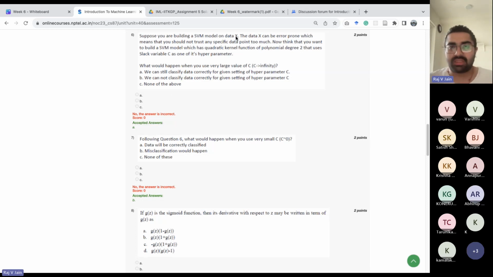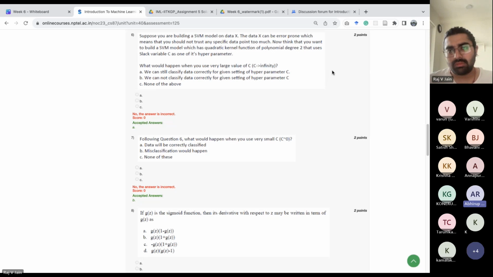I have two points to make here. One is that on data X, we're just talking about one data set, and on that you want to build your SVM model. The other is that if data X is divided into splits, then during validation and test phase, it may go the other way around. Somewhere it should have been written "during training".